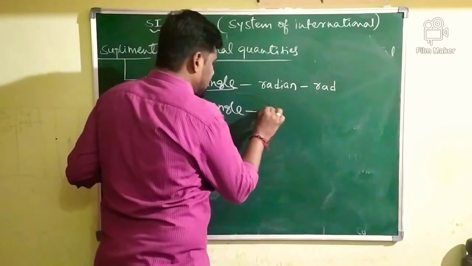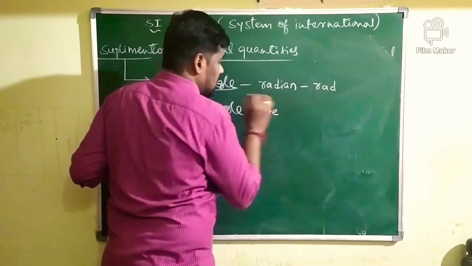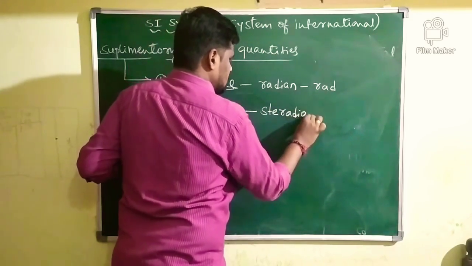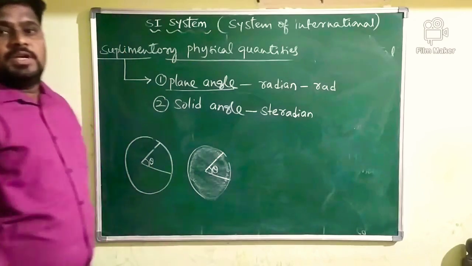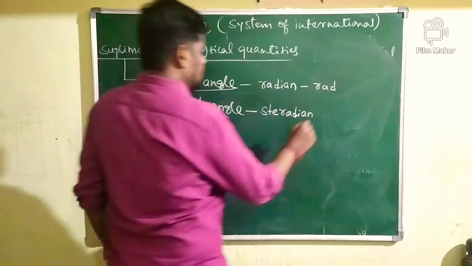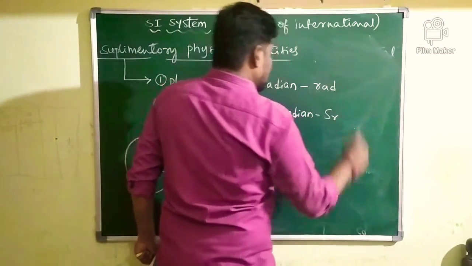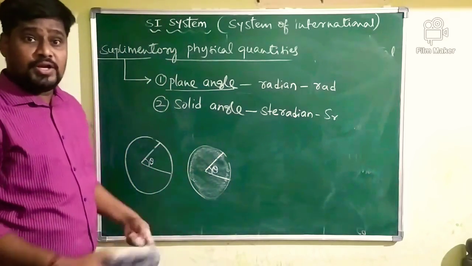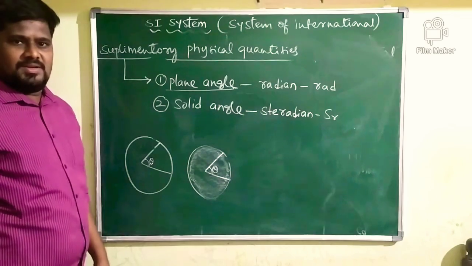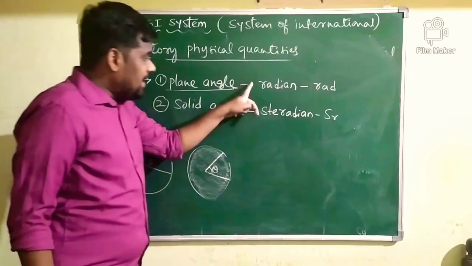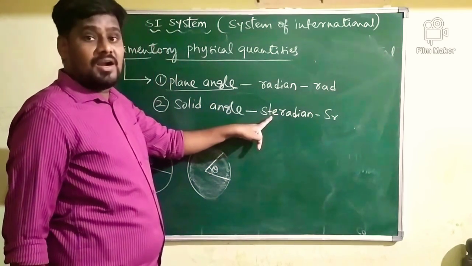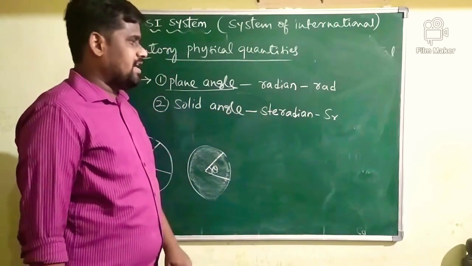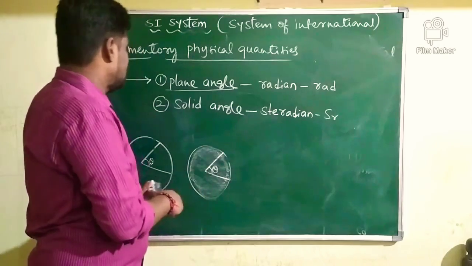Then solid angle is measured in terms of steradian. What is steradian? Steradian, generally we call it SR. Steradian is a unit of solid angle, in the SI system. Radian and steradian are called supplementary units.